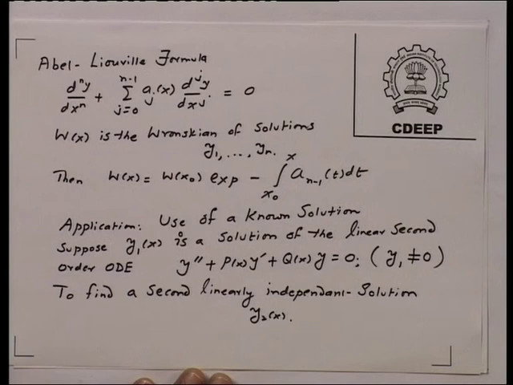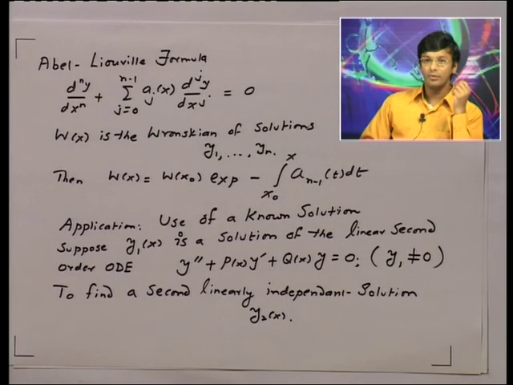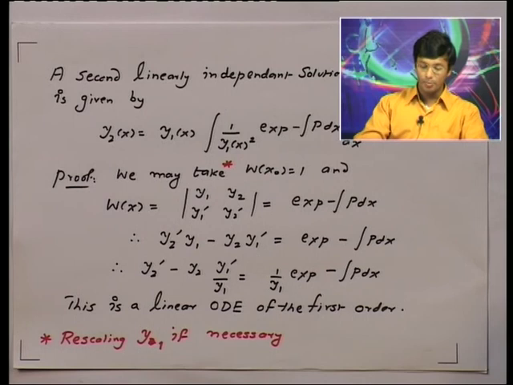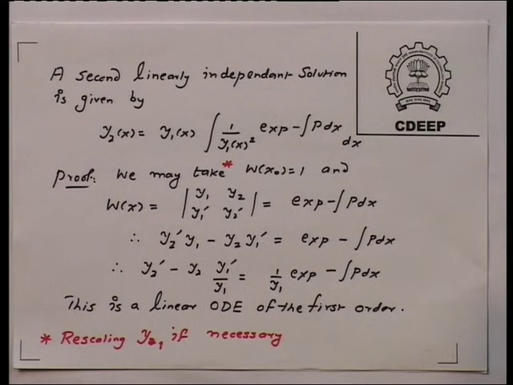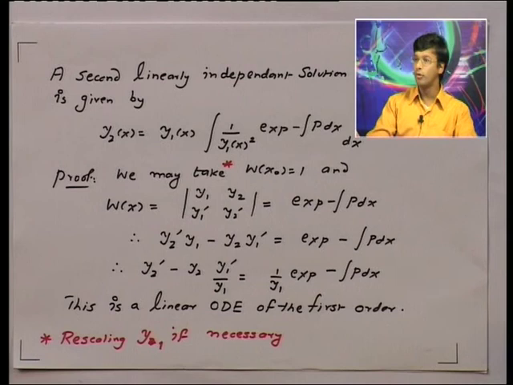Have you seen this in your courses that you teach? Use of a known solution? Okay, this is very easy using the Abel-Liouville formula. Here is the result. A second linearly independent solution is given by, please write this down, y2(x) equal to y1(x) integral of 1 over y1 squared(x) times exp of minus integral p dx. How does the proof go?